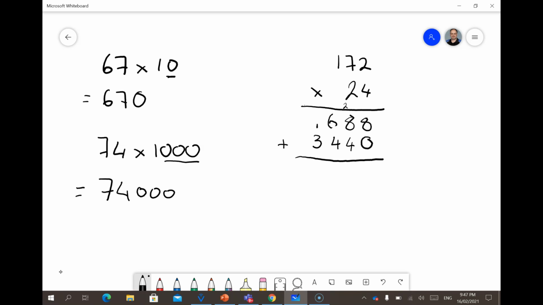And now I simply add up each of these place values just as a normal addition. So 0 and 8, of course, is 8. 4 and 8 is 12, so I'm going to carry the 1 and put the 2 there. 6 and 4 is 10, but picking up that 1 makes 11. So again, carry the 1 and put the 1 there.